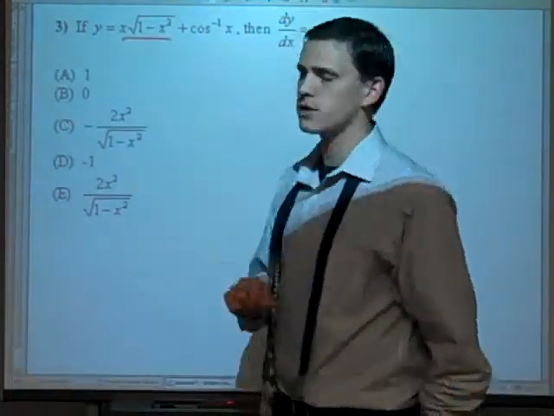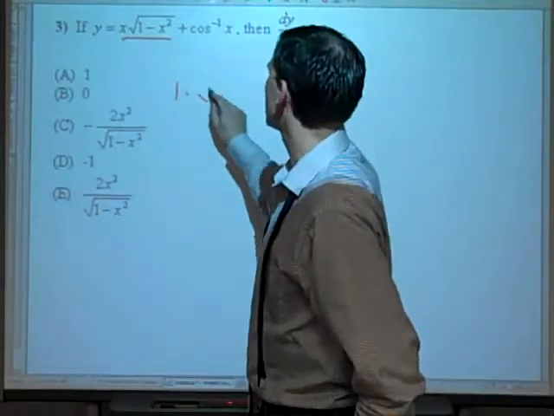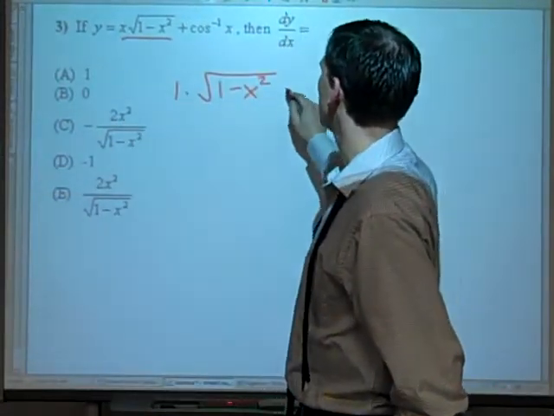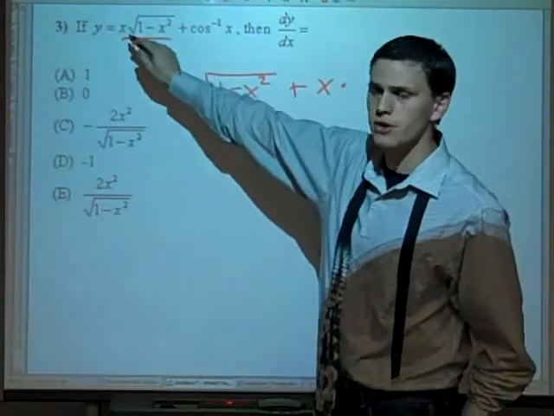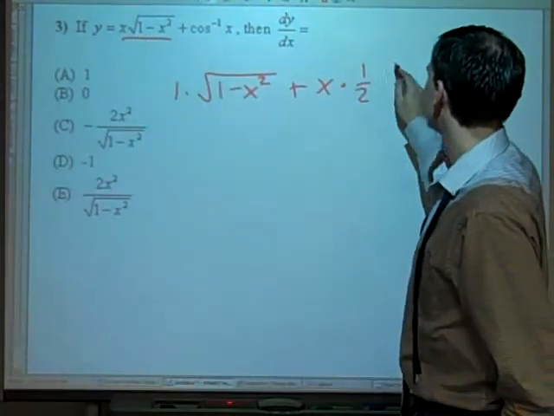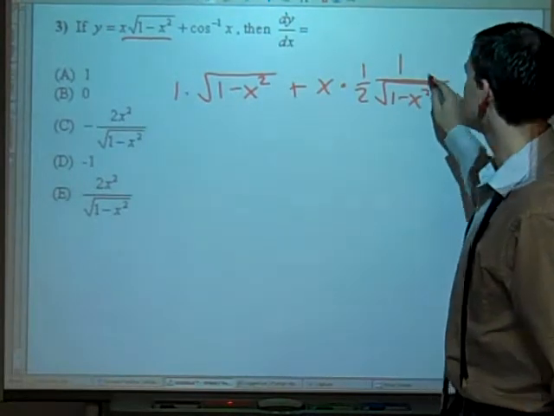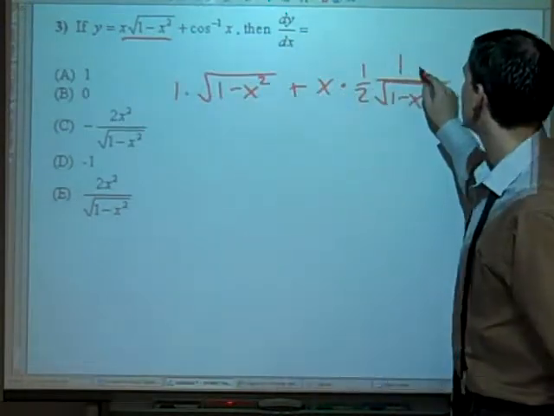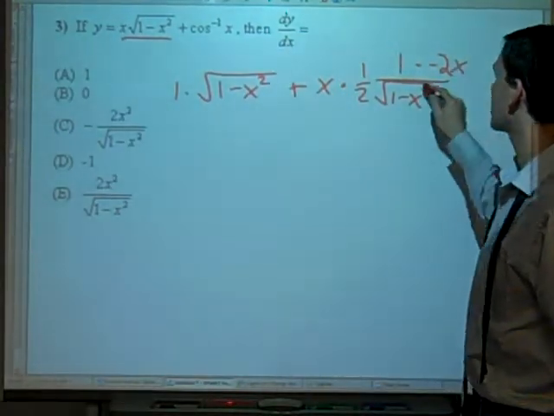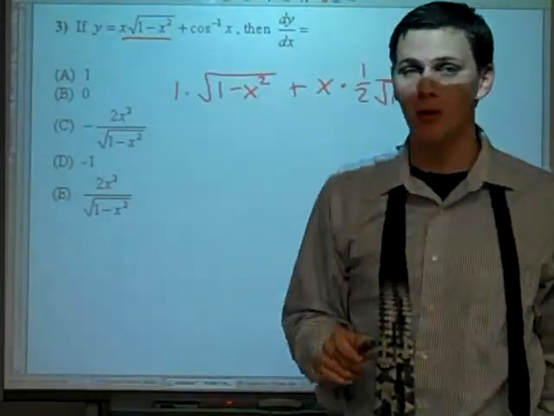The derivative of this first part requires a product rule. So the derivative of x is 1 times the square root of 1 minus x squared, plus x times the derivative of this square root, which is 1/2 times 1 over the square root of 1 minus x squared times the derivative of the inside. The derivative of negative x squared is negative 2x. Remember, you can include that negative because of the minus sign. A few people messed that up on the last test.